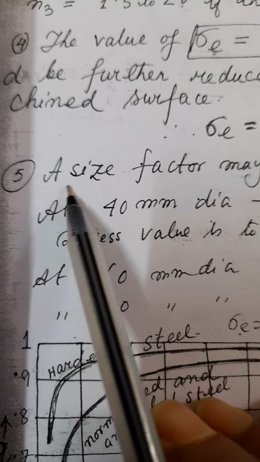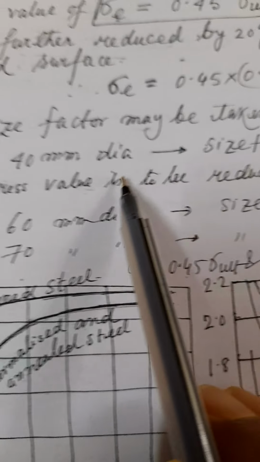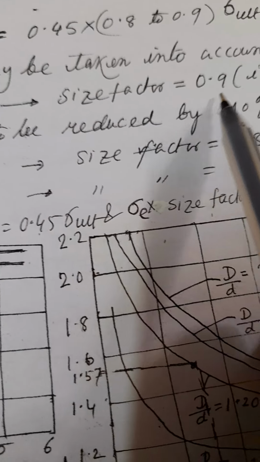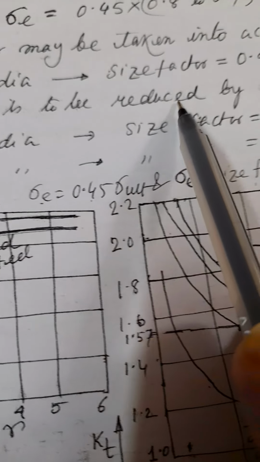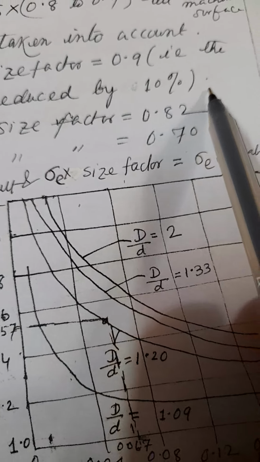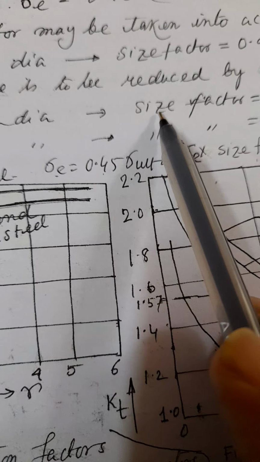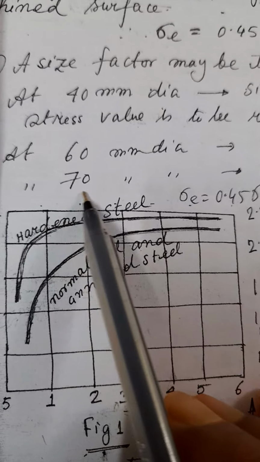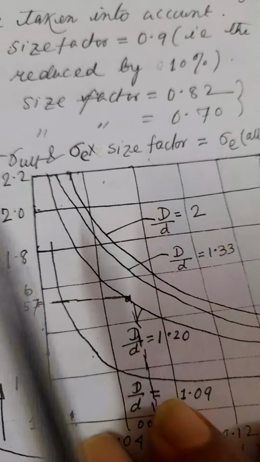This is important. A size factor may be taken into account. At 40 millimeter diameter, size factor is equal to 0.9. That is, the stress value is to be reduced by 10%. At 60 millimeter diameter of the shaft, size factor is equal to 0.82, and for 70 millimeter diameter of the shaft, size factor is equal to 0.70.